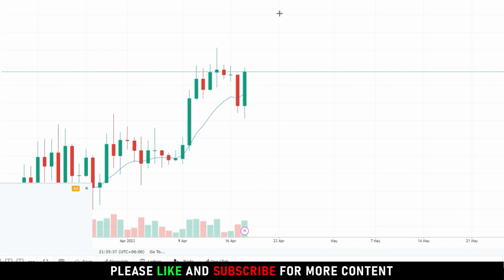Now we need to see the momentum. The important thing, as I said, is that the color does not matter. You can see there is a red and a green candle.